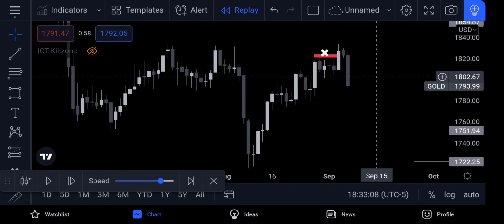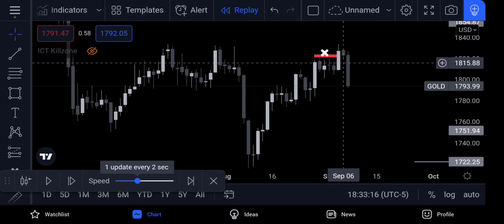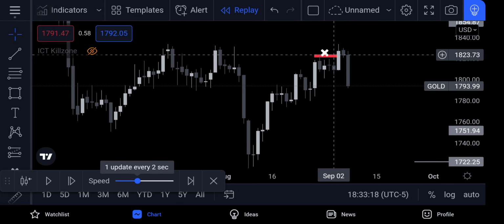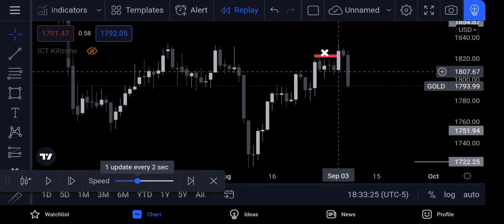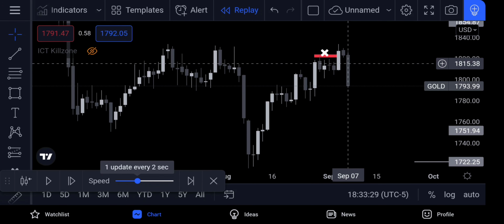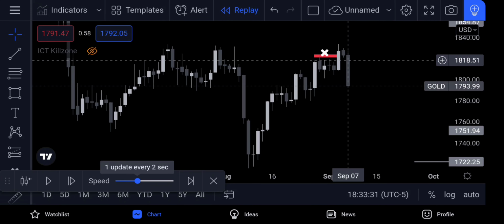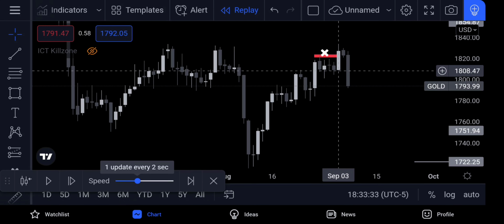Once liquidity has got taken out, like it did right here on this up candle, that's taken out. Your next step is to wait for the low of this up candle to get closed out, taken out. So as you see, this down candle right here took out the low of this up candle.